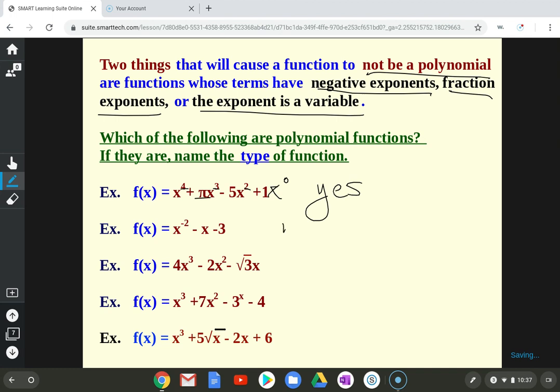This next one would be a no. Why is it not a polynomial? Because we have a negative exponent. When you have a negative exponent, the function is not a polynomial.